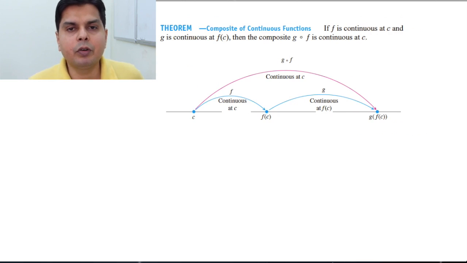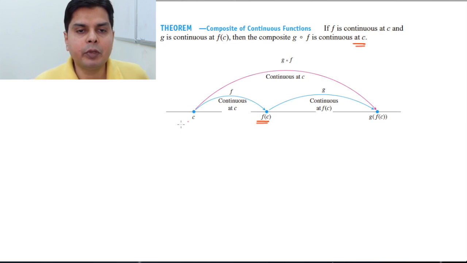There is another property of continuous functions, that is called the composite of continuous functions. Suppose I have been given that f is continuous at c. So by mapping of this point c, I will reach f(c). Now there is another function g which is continuous at f(c). For this function g, the domain is the range of f, only then you have composite functions. So effectively, the composite function g of f will be continuous at c.